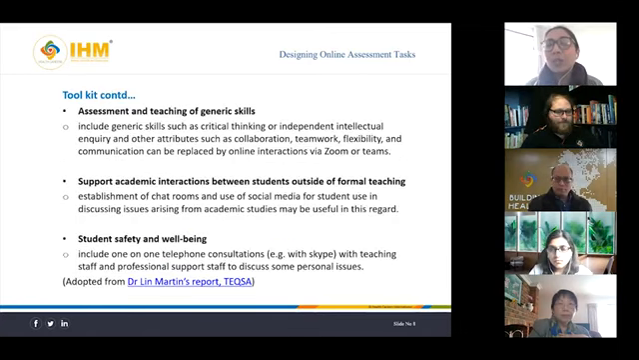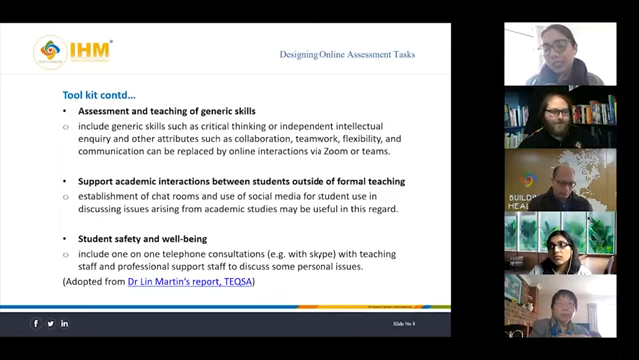Moving on to the next point in our toolkit, it is assessment and teaching of generic skills. As we all are familiar, unit learning outcomes or course learning outcomes might have certain generic skills as well, such as critical thinking or independent intellectual inquiry. Other attributes include collaboration, teamwork, flexibility, and communication.